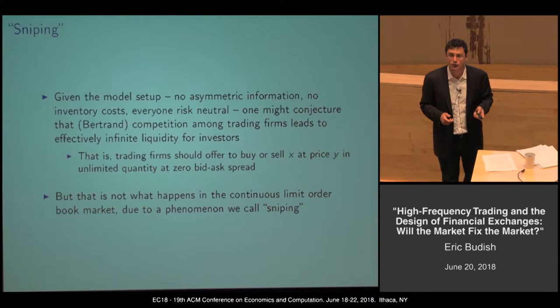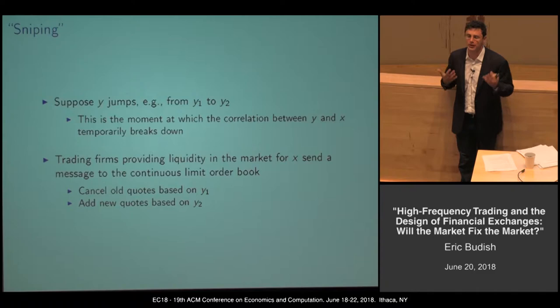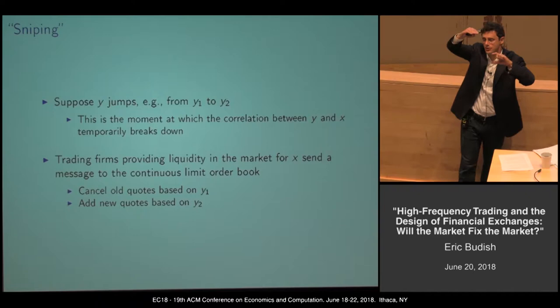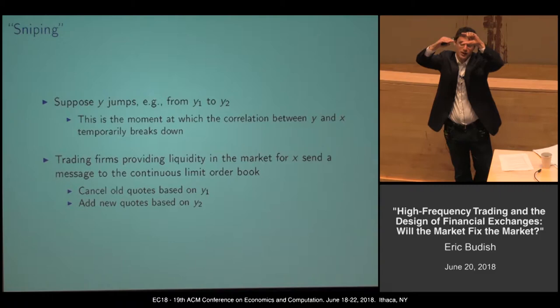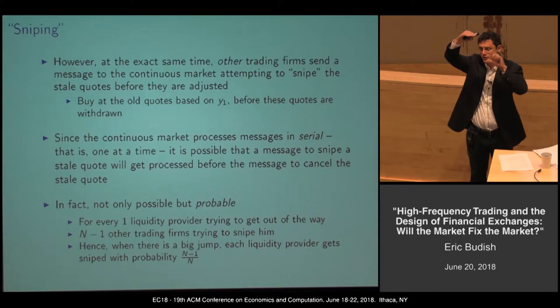Okay, so suppose that Y jumps from, say, Y1 to Y2. And think of this as the moment at which the correlation between assets very momentarily breaks down. If I'm a trading firm making markets in X, I'm providing bids and asks in the market for X, and Y jumps, I'm going to send a message to the exchange to cancel my quotes for X at the old price and replace them with quotes for X at the price that reflects the new information. At the exact same time, other trading firms are going to send messages to the exchange attempting to snipe my stale quotes, attempting to trade against my stale quotes before I can get the heck out of the way.